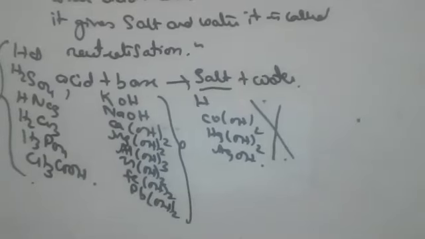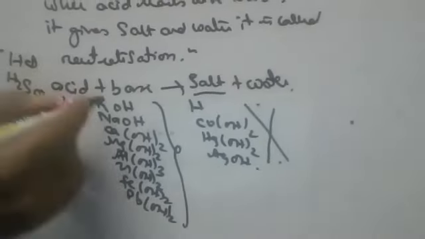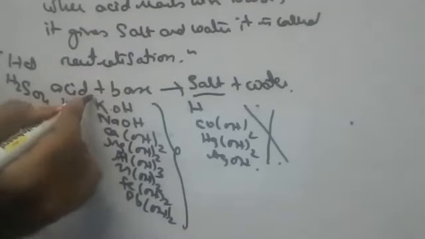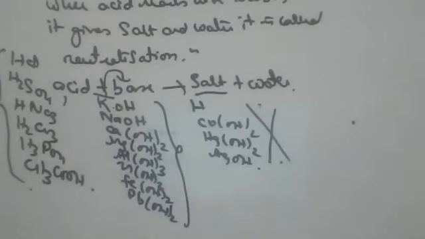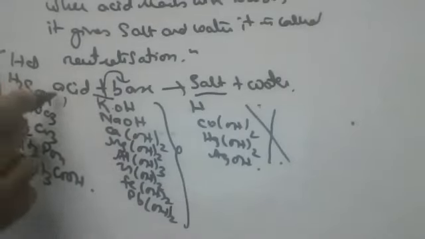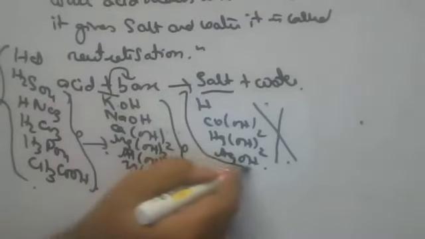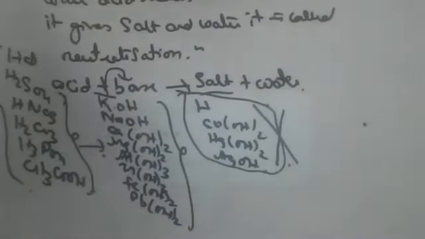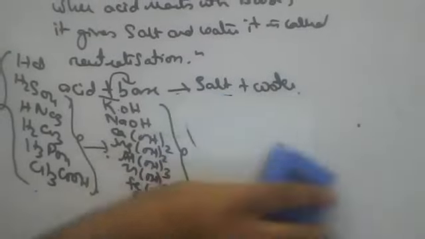Metals mean bases, children. Non-metals mean acids. Metallic oxides and metallic hydroxides are bases. If a metal is there, that is the base. So this many bases. We will not do every acid with every base. Some are enough, no? You have to do them, children.